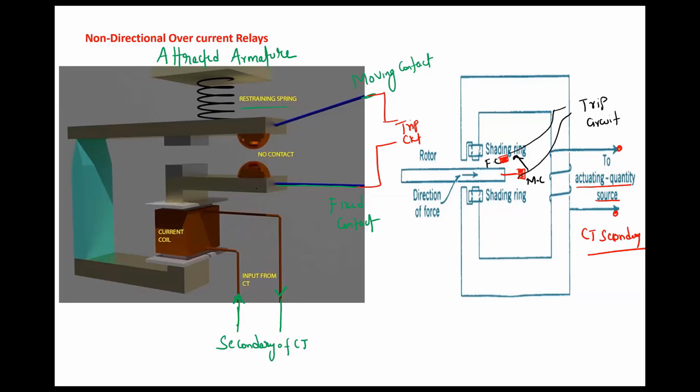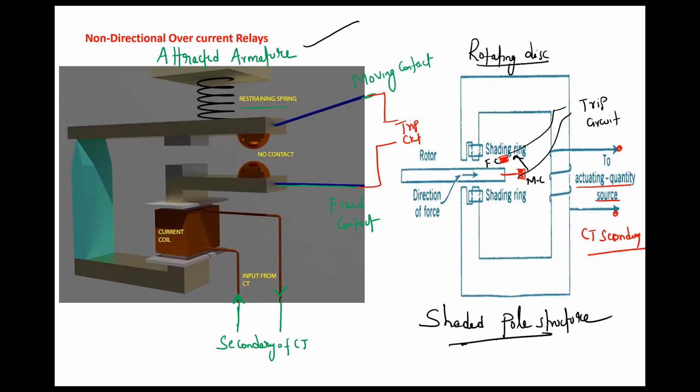You simply feed 3 voltages and 3 currents to a numeric relay, and it will do all protections based on DSP processors, digital signal processors, or microprocessors. It will generate the pulse signals and give the trip command. All this I am using just to explain the concept. So this is the attracted armature structure, and this is the rotating disc type structure, or shaded pole structure.